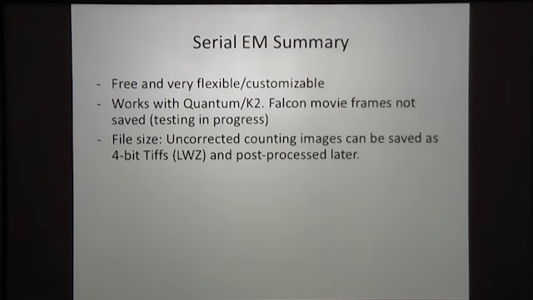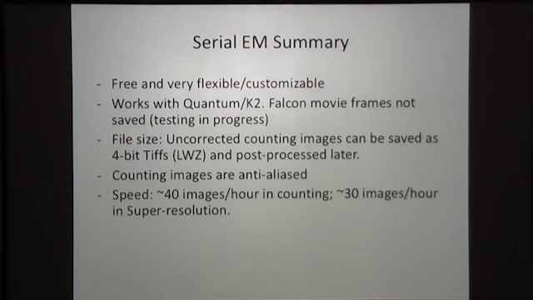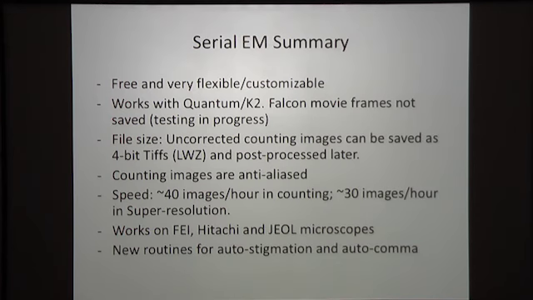It can compress the files that you're saving, so saving space locally on the microscope. And it does some anti-aliasing filtering to reduce the effects of aliasing in your counting images, so that could be an advantage. It's a bit faster than EPU as well, at least with the K2. And it works on other microscopes, not just FEI. And like I mentioned earlier, it actually has new routines for doing autostigmation and autocoma that can be quite useful.